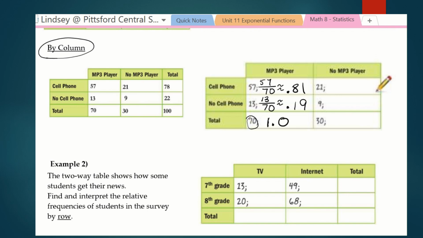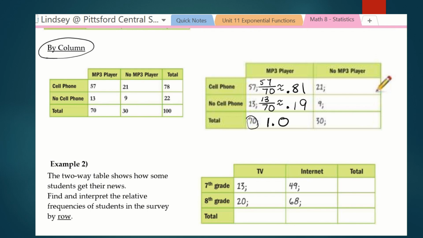Now that 70, this total number, this is 1.0. This is every single student that owns an MP3 player. So that's my 1.0, my one total. And if you look, 0.81 plus 0.19 does add up to 1.0. So we've included all of the students here. So the way we can look at this is if we turn it into a percentage, 81% of kids that own an MP3 player also own a cell phone. 19% of kids that own an MP3 player do not own a cell phone. So that's just another way of reading this information that we have here.